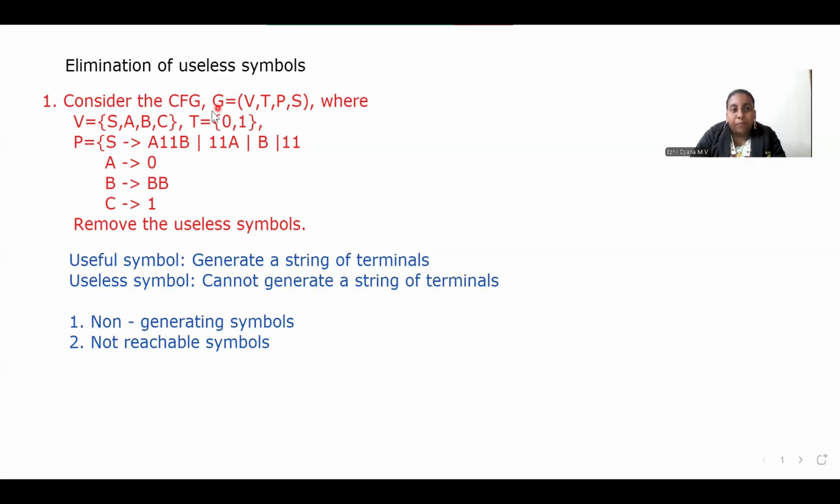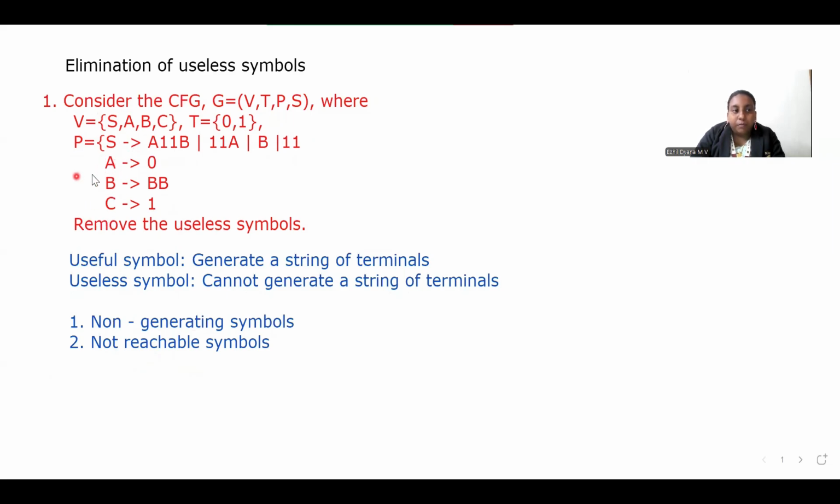They've given the grammar G equal to VTPS. V stands for the set of variables, T stands for the set of terminals, P stands for the set of productions, and S stands for the start symbol. There are four variables in this question: S, A, B, and C, and there are two terminals, 0 and 1. Any variable which can generate a string of terminals or a single terminal, you call a generating symbol. If any variable couldn't generate a string of terminals, you call it a non-generating symbol. They have given productions for all the four symbols. S alone has four productions, and all the others have a single production. The four productions of S are S tends to A double one B, double one A, B, or double one. So let's see the generating symbols and non-generating symbols.